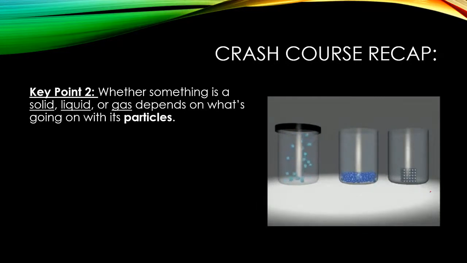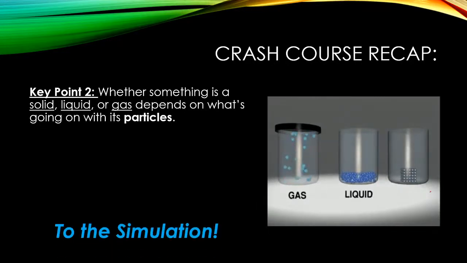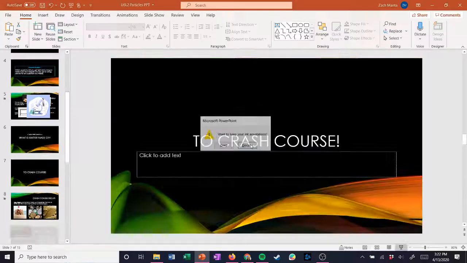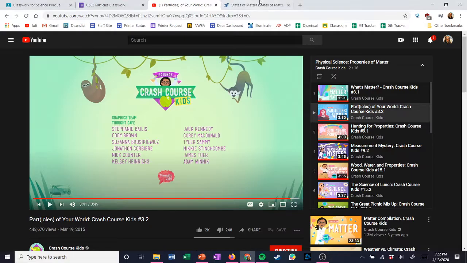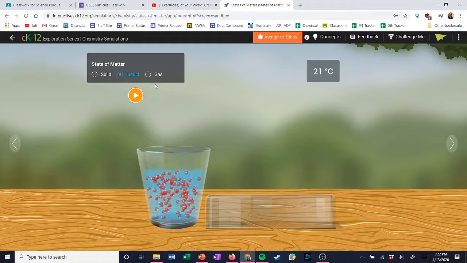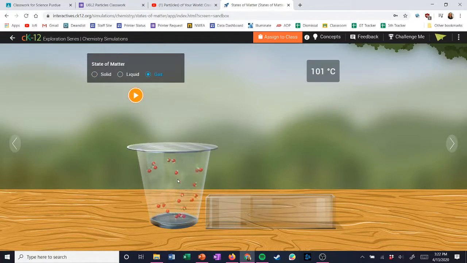In order to even further demonstrate what I'm talking about, I have a simulation to show you. Let's go to that now. So if I come over here, this is a simulation that I'm talking about. So in this simulation, we're going to see three different states of matter for water. So we have solid water, which is ice cubes. We're going to have liquid water, and we're going to have water vapor, which is a gas, inside of this cup.